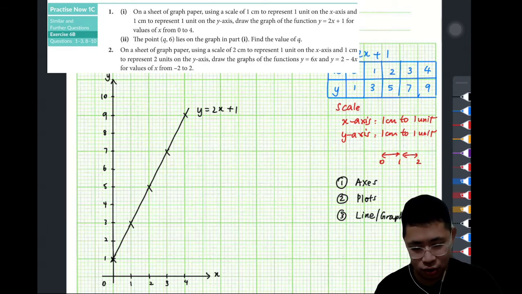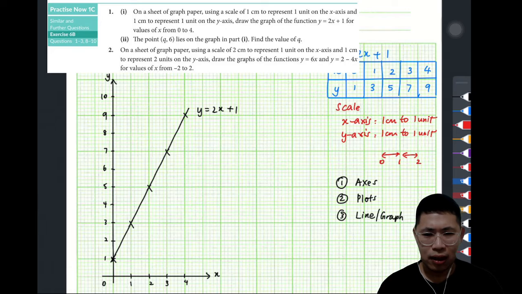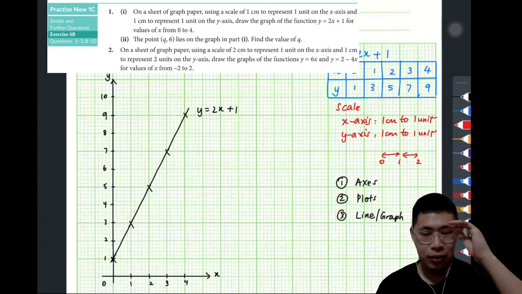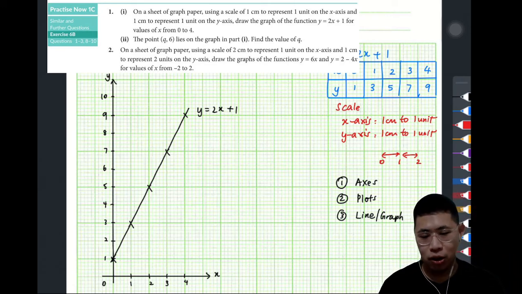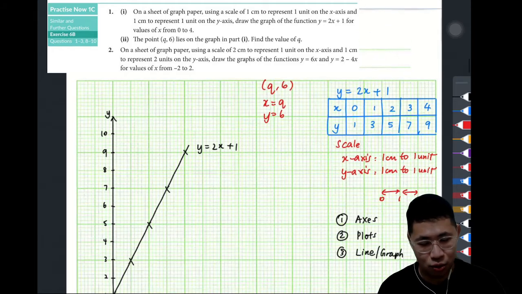Now number 2, the point Q6 lies on the graph in part 1. Find the value of Q. So this part I'm going to use pencil as well, but for you everyone is supposed to use pencil, but for me I'm going to use red color to distinguish my working. For you, pencil. So the point Q6, as a coordinate, actually means that x is Q, y is 6.